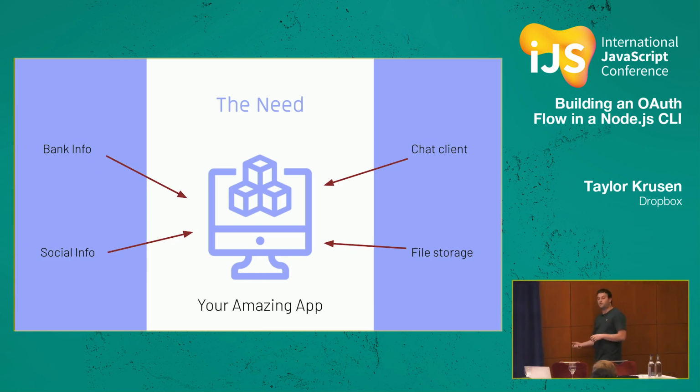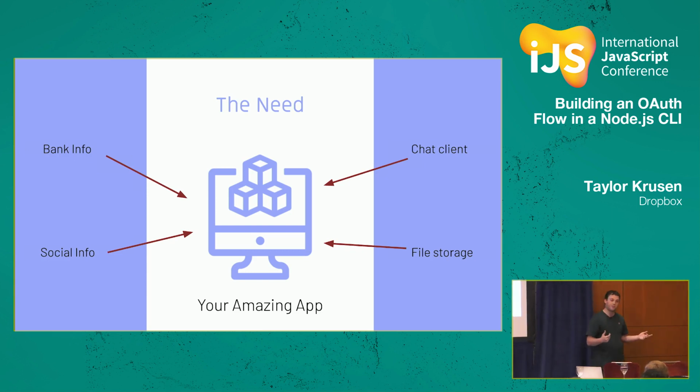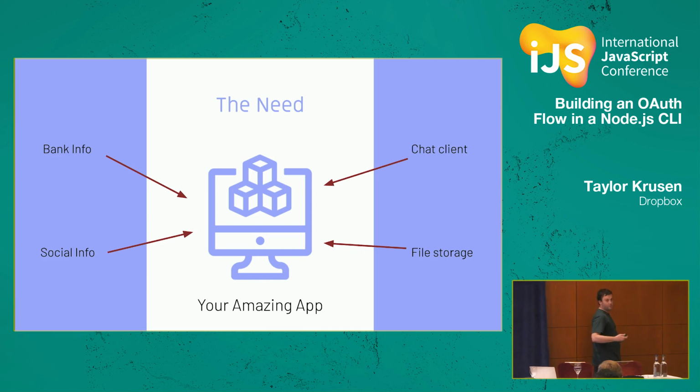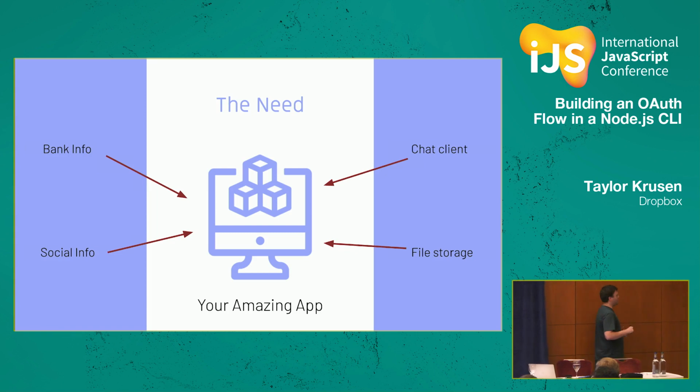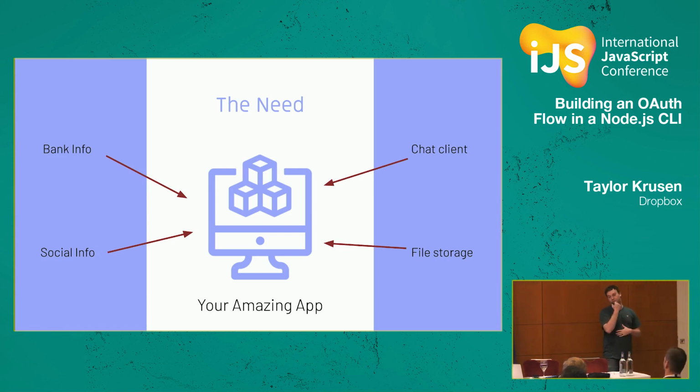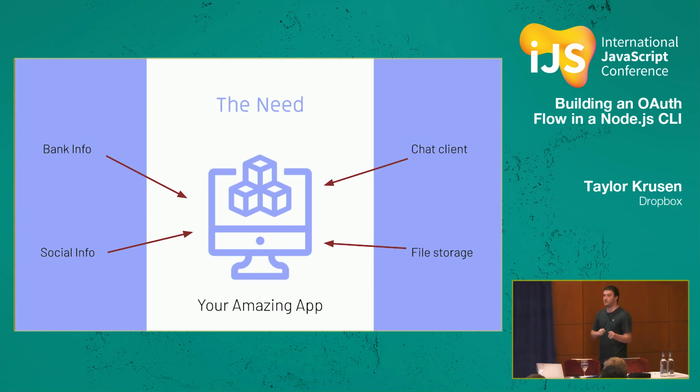We may need to pull in social info from Facebook or Twitter. We may want to link it to our chat client, or perhaps we have data in our file storage, which we're trying to suck in. So there exists this need for our application to interact with all this different data. But what if I told you that we could do that without the need to exchange any sensitive information at all? We could just exchange the data safely.